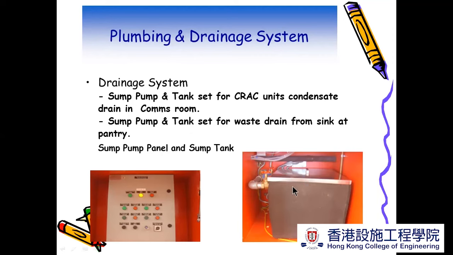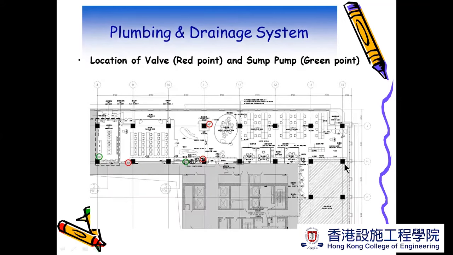Sump tank here, and then with a pump to the nearest drainage point. This is an example of a sump pump panel and sump tank. For example, here we can see the red dots. The red dots mean the sump pump and the valve here, here, and here. One sump pump lies inside the server room to pump off the condensate from the CRAC unit. There's also one in the pantry area.